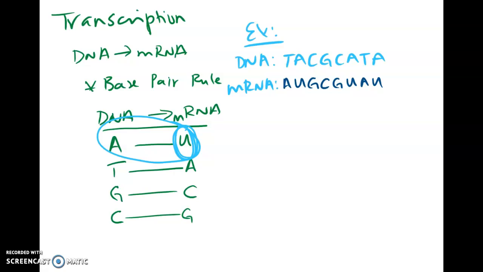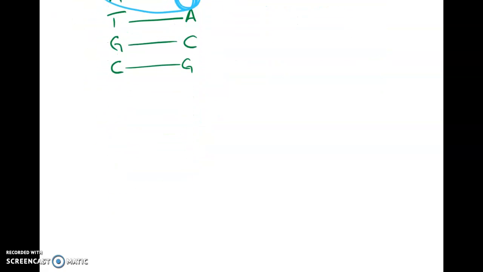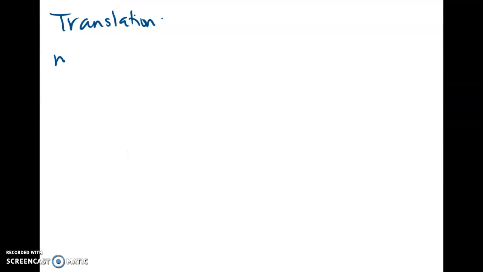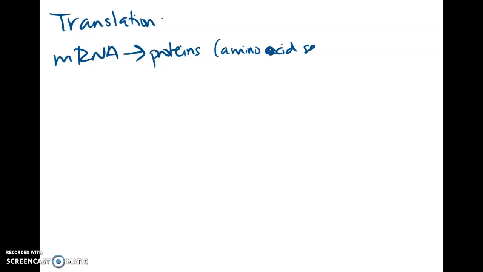Now the next part is going to be translation, which again is going to be the process of that mRNA being changed into our proteins. So mRNA, and remember those proteins are composed of those amino acid sequences.